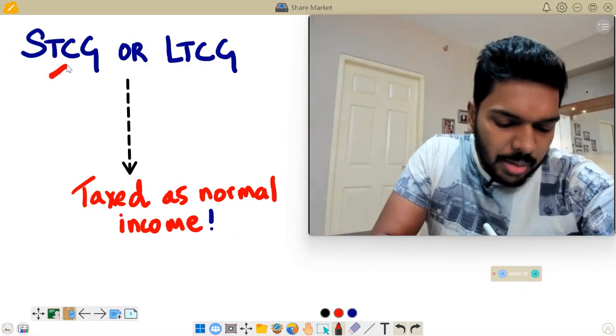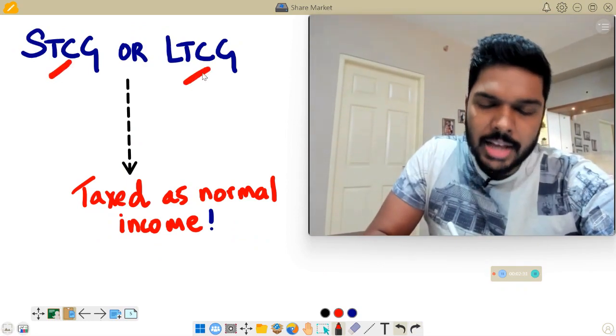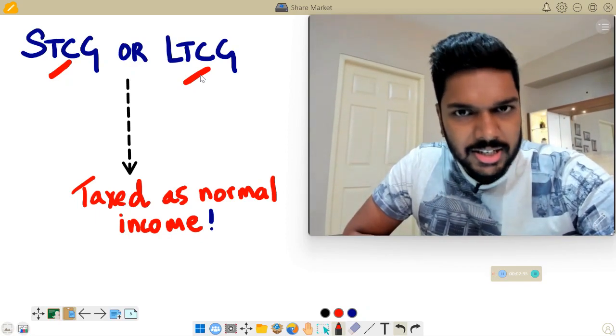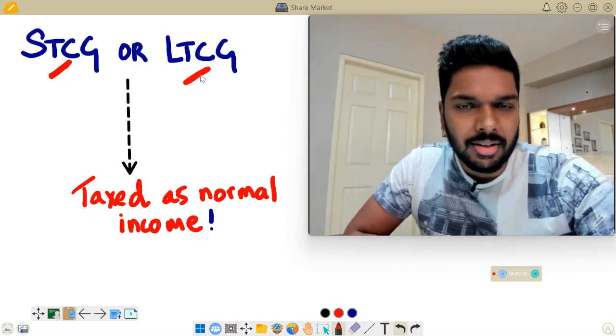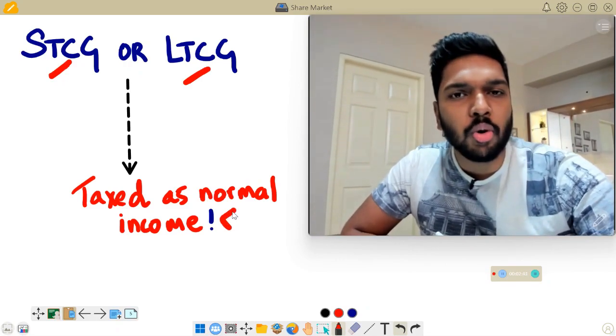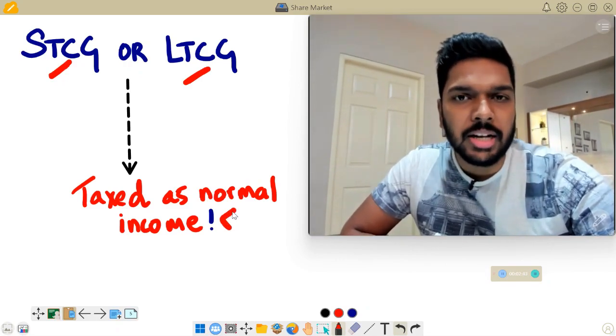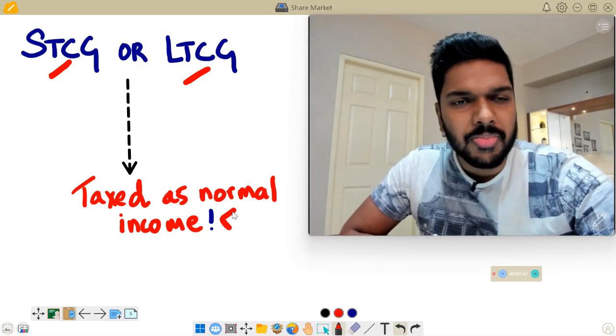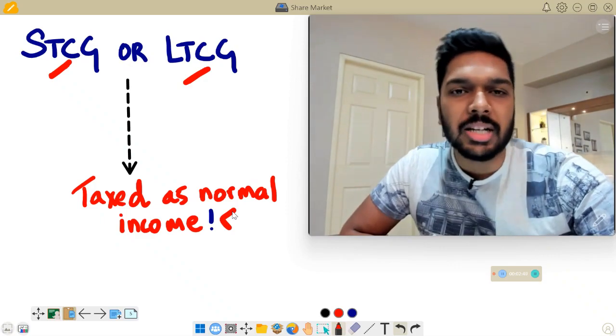Whether it is a short-term capital gain or a long-term capital gain, as far as your debt funds or non-equity oriented funds are concerned, there's no fixed rate of tax. It is treated as a normal income, which means when you compute your total income at the time of filing your income tax return, you treat it as normal income like your professional business income and then tax it as per the normal income tax slabs.